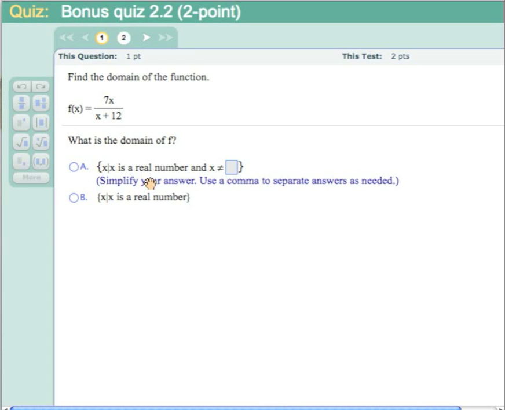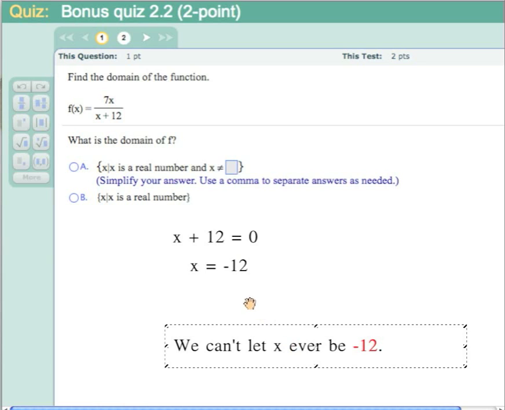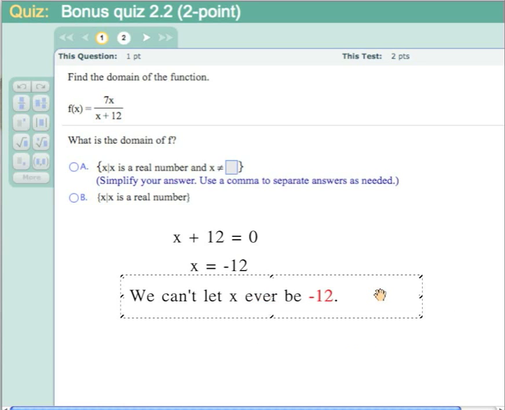And so we rip this denominator out, and we create a subproblem. We say x plus 12 is equal to 0. We want to know the situation where x will cause a 0 in the denominator. And so x is equal to negative 12. So when x is negative 12, the denominator will be 0. We'll be dividing by 0, and that'll be a no-no. We have to restrict that situation. And so the conclusion here is we can't let x ever be negative 12.